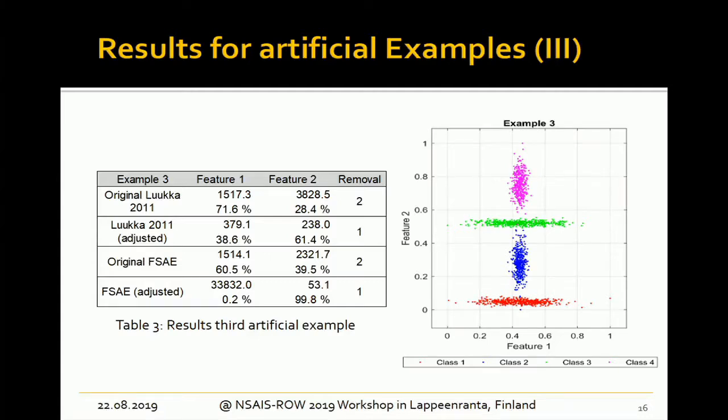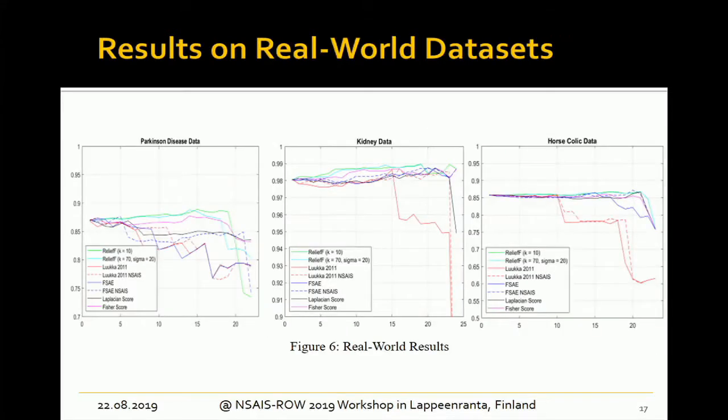We have done so far only 3 because of the limited time, but we will do some more. But yeah, here are the examples. I hope you can see them. Your main focus should be on the red line and the red dotted line and the blue line and the blue dotted line. The full red and full blue lines are the original algorithms from Luca and the FSAE, while the dotted lines are the improved versions.